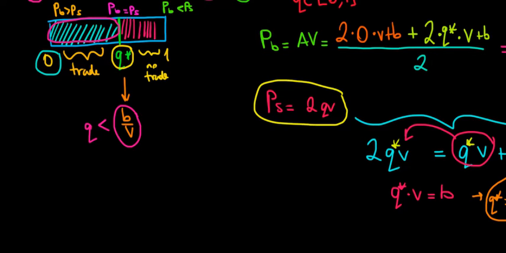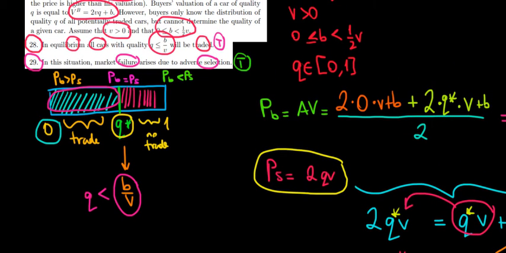Now in the previous videos we solved for the equilibrium quality that we need to trade cars, and we saw that without the test, if the quality was less than B over V, if this relationship holds, then the sellers are selling the cars to the buyers, so there would be trade. Now the question is, what would be the maximum value of B over V so that we can trade cars without the test? Well, the question also gives the fact that B is less than 1 over 2V.